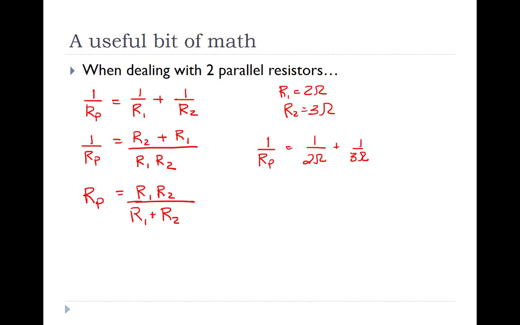And the thing that I see students do a lot is they say, 2 plus 3 is 1 over 5. And then they do other things like forget to flip it back over, and it cascades from there. The problem is that 1/2 plus 1/3 does not equal 1/5. That's not how you add fractions. If I want to add fractions, I have to put them over a common denominator. So between 2 and 3, 6 is a common denominator.